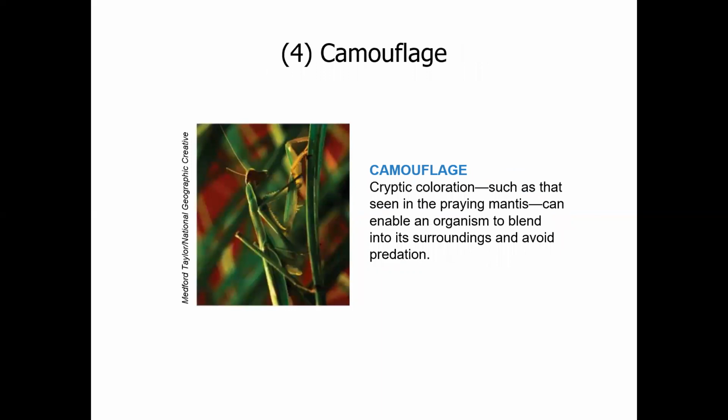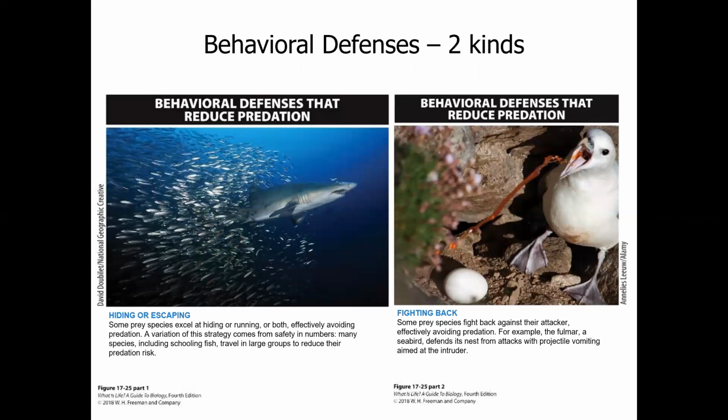And lastly, we have camouflage. Camouflage is all about blending into your surroundings. So with camouflage, the prey will have a color or a body pattern or some sort of shape to make it blend in with the background, and ultimately have the predator not be able to spot it or pick it out in its environment. So those are physical defenses, physical attributes that the organisms have to not be eaten.